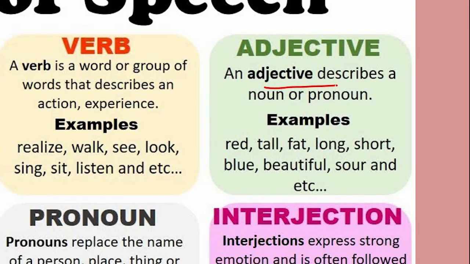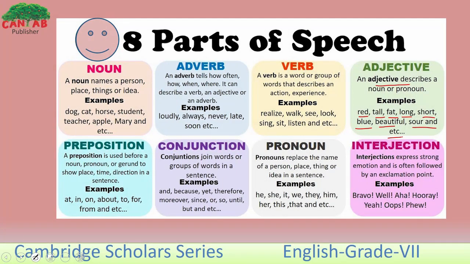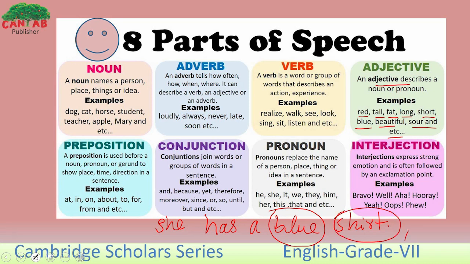Now look at the adjectives. An adjective describes a noun or pronoun. How? Examples are red, tall, fat, long, short, blue, beautiful, sour, etc. Let me give you an example in a form of sentence here. She has a blue shirt. Here, the blue is an adjective and shirt is a noun. Here, the blue is modifying, telling you more about the noun shirt.